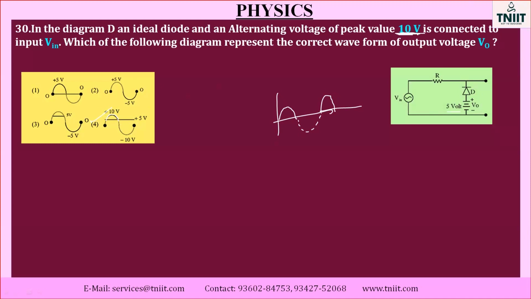Because the peak voltage is given as 10, so 10 voltage is there. Here, 10 voltage is not there, 5 is there. So option 1 is not possible. Even though it resembles the same, it won't be the same.